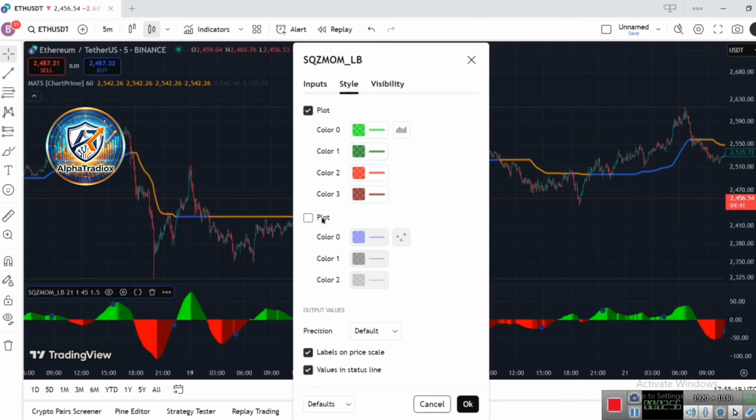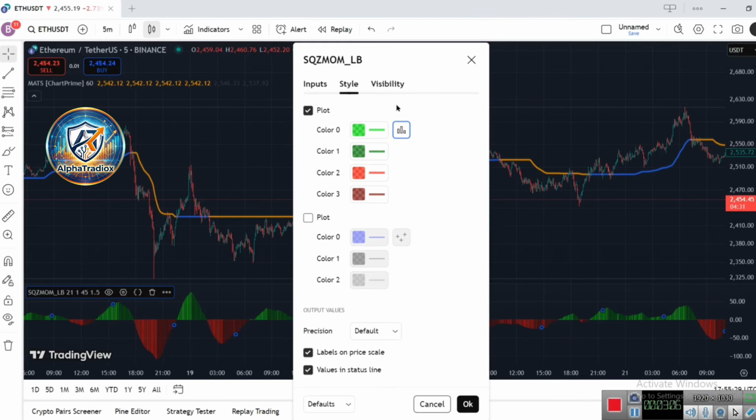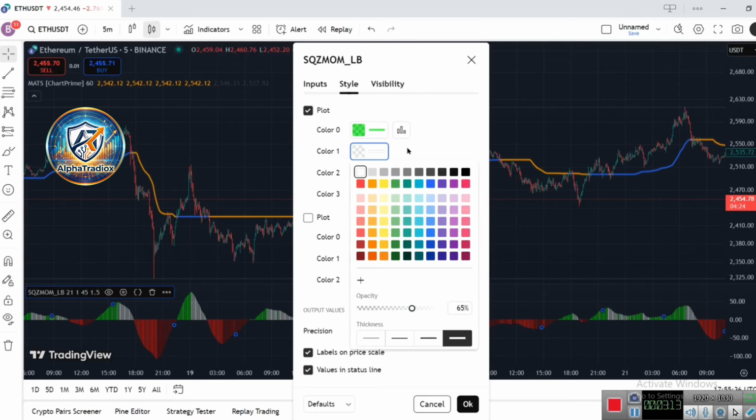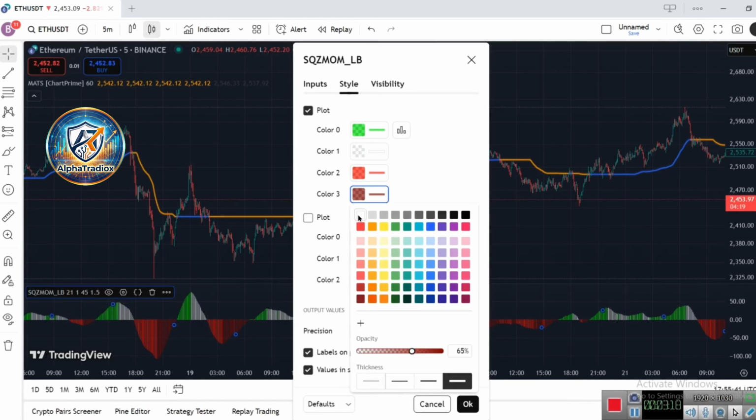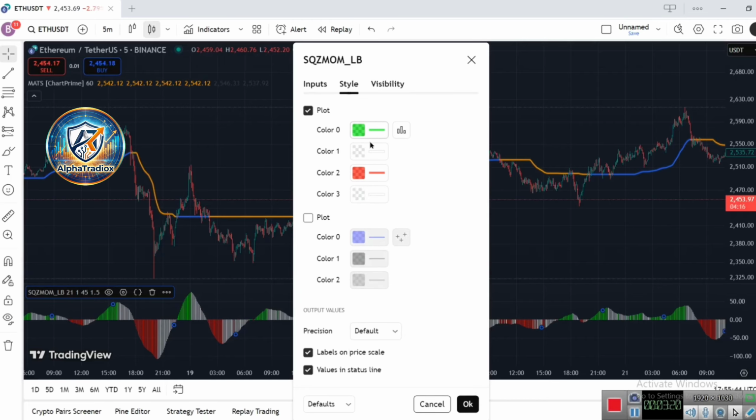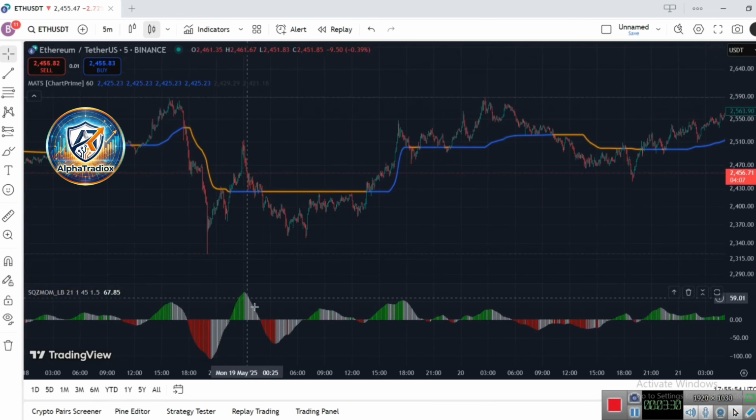In the first plot, from this section, select the Columns option instead of Histogram. I'll repeat it again, only change the settings I mentioned. Now, the last changes we need to make are the indicator colors. Leave the first color as it is. Change the second one to white, the third one to red, and the fourth one to white. So the first is green, the second is white, the third is red, and the fourth is white. Got it? Now our settings are complete.